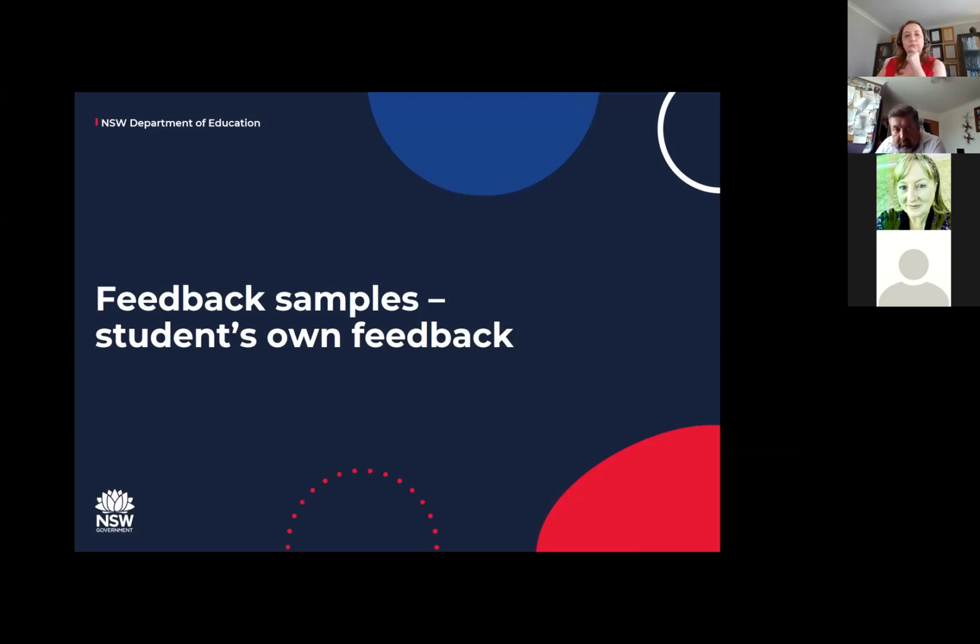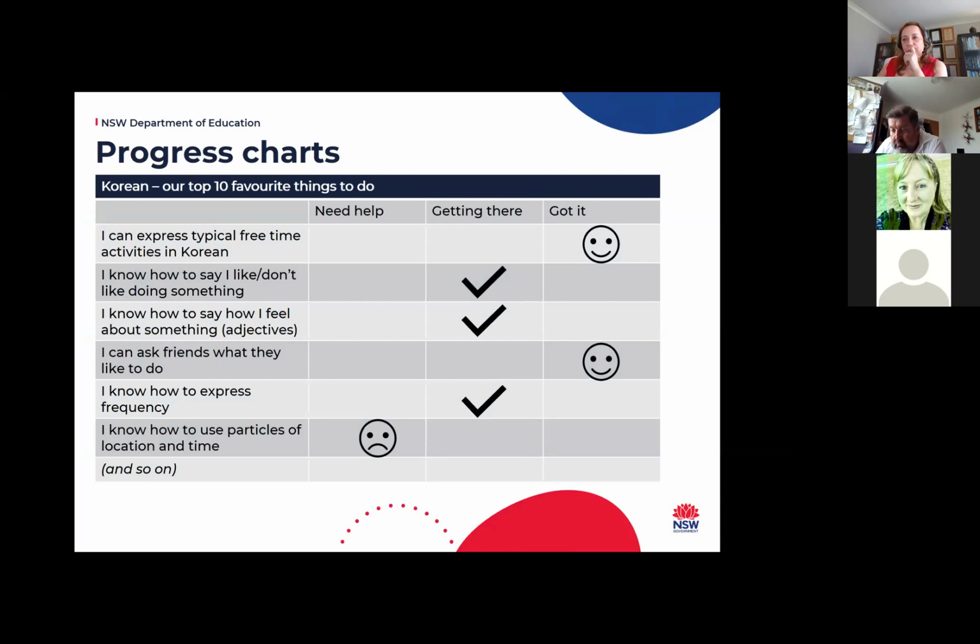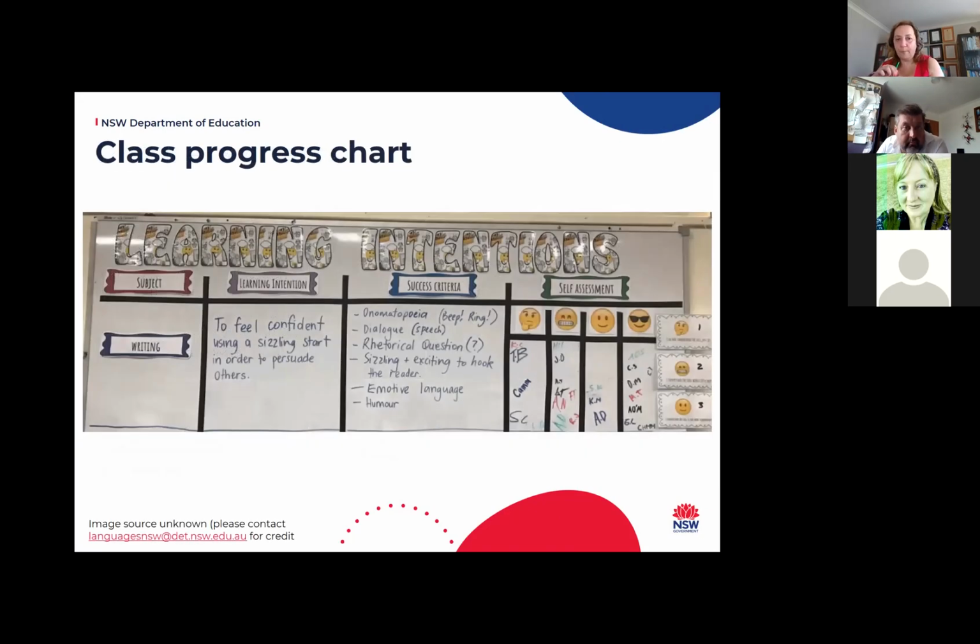Now, let's take a look at how students can provide their own effective feedback to themselves. A progress chart is a way for students to map their progress against the learning intentions and success criteria. Often, it helps to break down the learning intentions and success criteria into parts, as you can see here. After students complete the progress charts, you can ask students to add a reflection statement or action plan on how they will achieve the things they need to do and where they will go for help. For example, the teacher, peers, dictionary, or an online search.